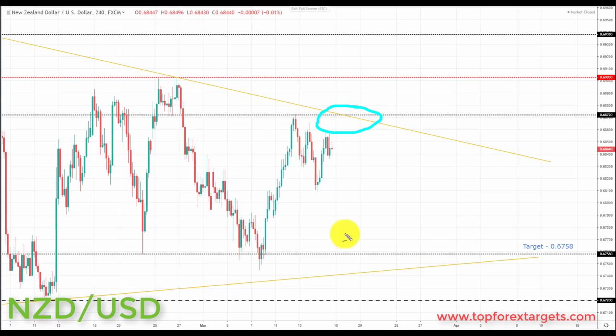And again, we'll be keeping our eye, as we always do, on the dollar index, looking for that push to the upside in the dollar index. But if we can get that push to the upside in the dollar index and we can get a retest of 0.6872, this is going to be an area we're going to start to look for bearish formations and patterns. And we're going to be looking at initiating shorts down towards the 0.6758.